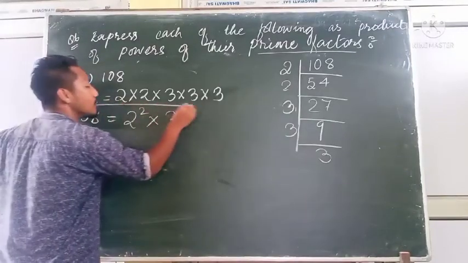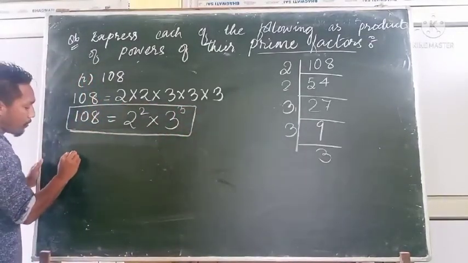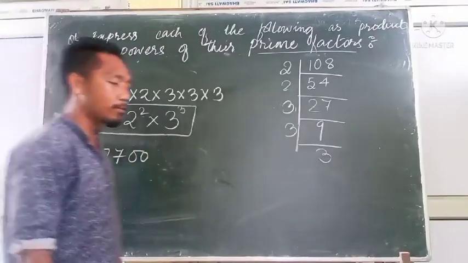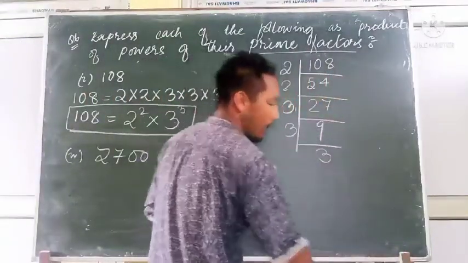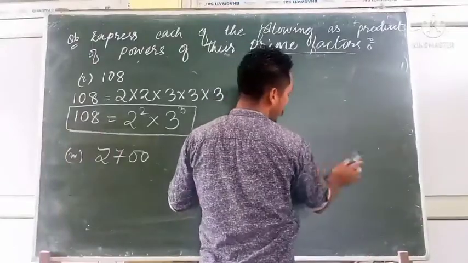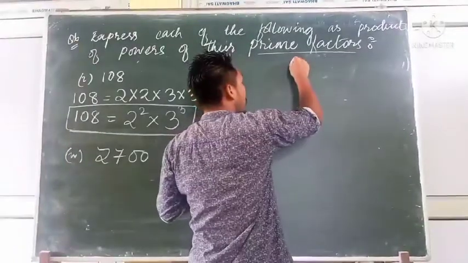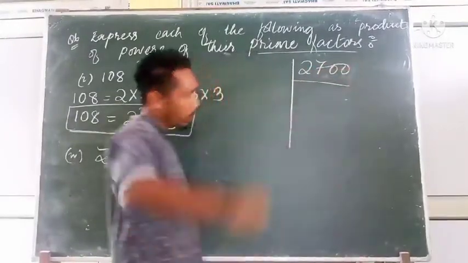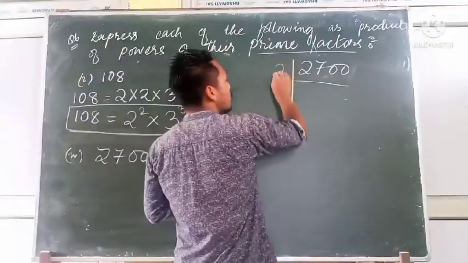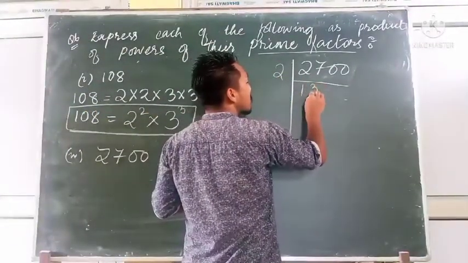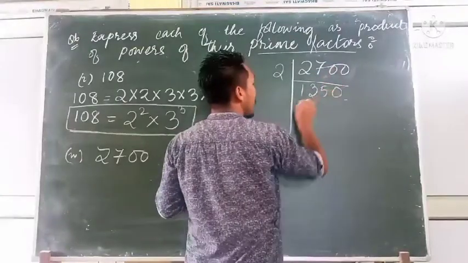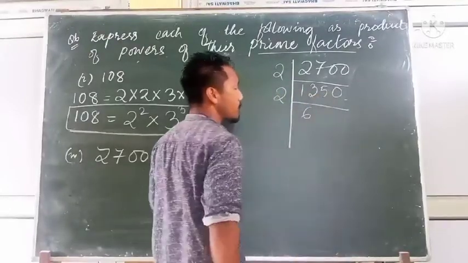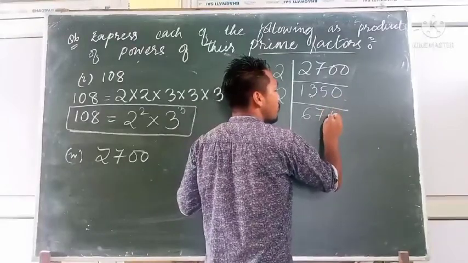Similarly, the next number is 2700. If I remove these zeros, we have 270, and you can start by 2. 2 ones are 2, 2 threes are 6, 2 fives are 10. Next again, 2 sixes are 12, then 2 sevens are 14, 2 fives are 10, as you know.